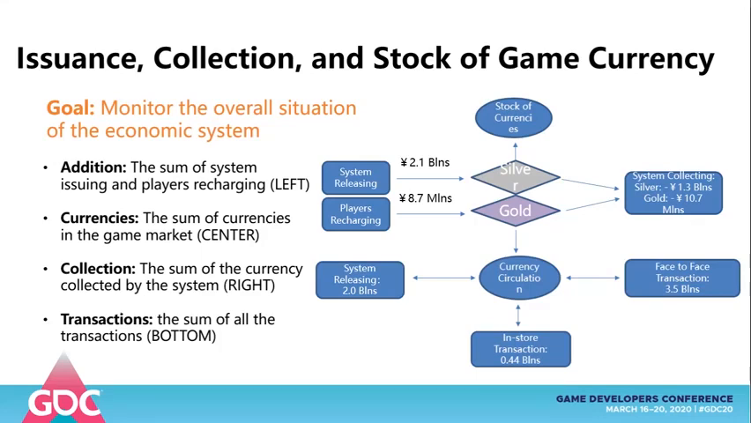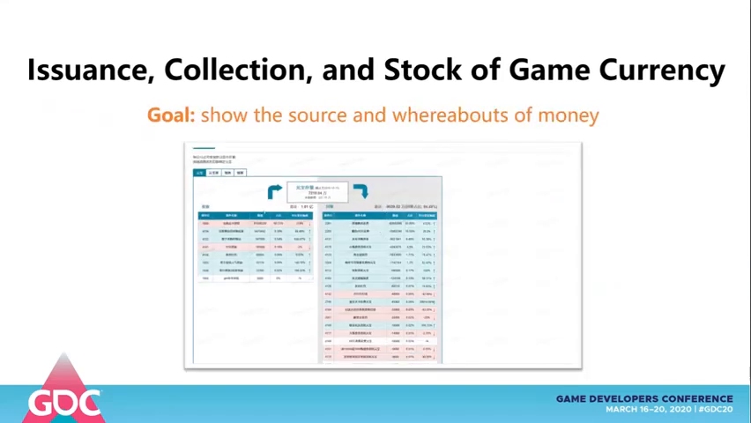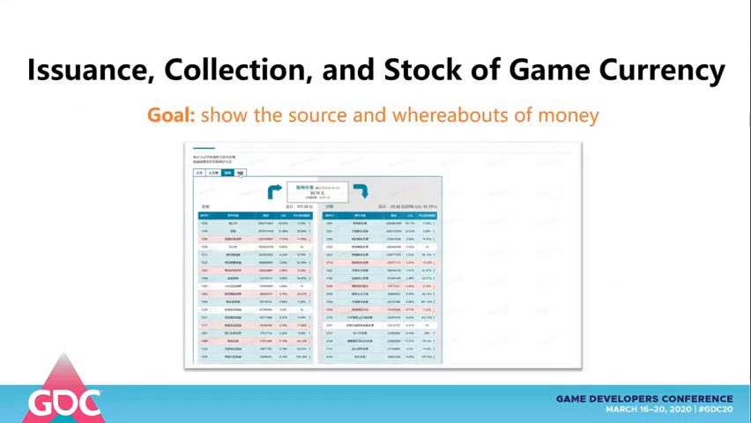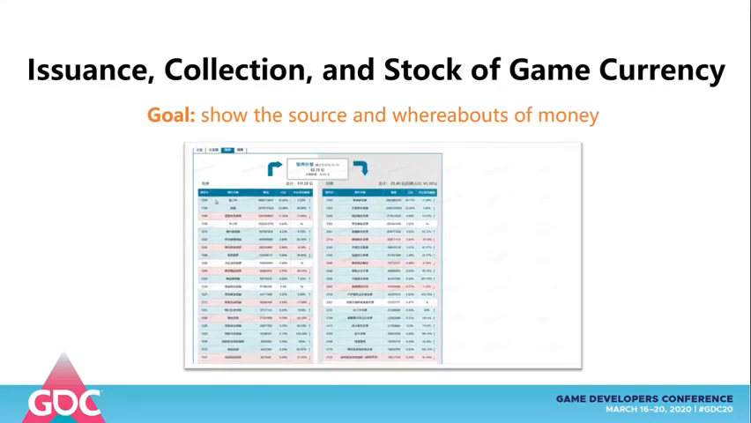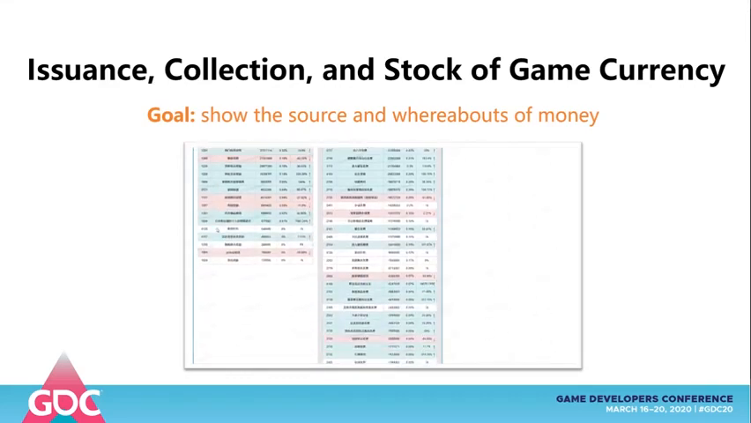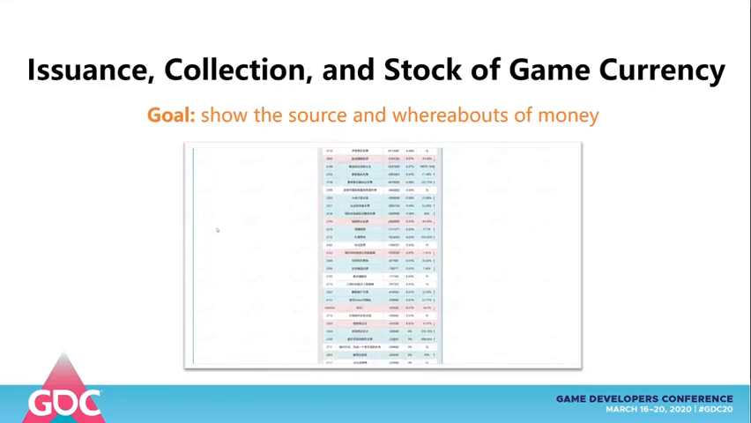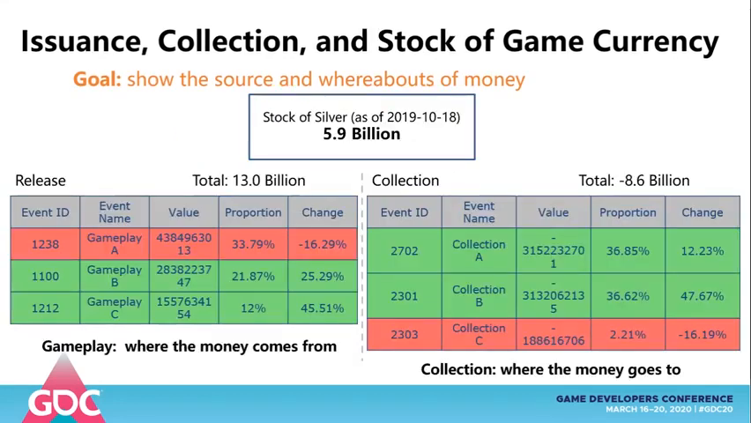If someday we found that the amount of money produced on a given day is much larger than the amount collected, we need to be alert. Is there something wrong? At this point, we need a second visualization tool, which is called the details of money. It shows where each kind of currency came from and where it went. Here, I use silver in the game as an example.